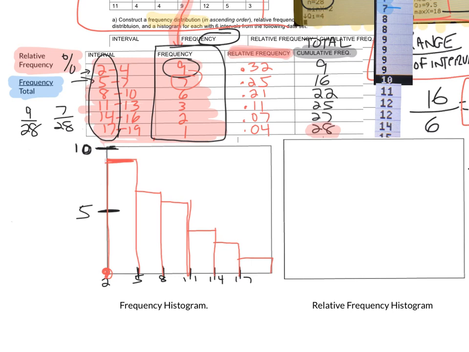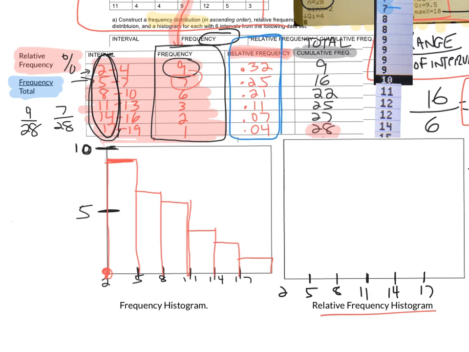Now what I'm going to do is construct a relative frequency histogram. I'm using the same 6 intervals, so I'm going to break up the bottom into 6. I'll go to the midpoint and then go 3 in each half. I'm going to again label the starting points of my intervals as 2, 5, 8, 11, 14, and 17.